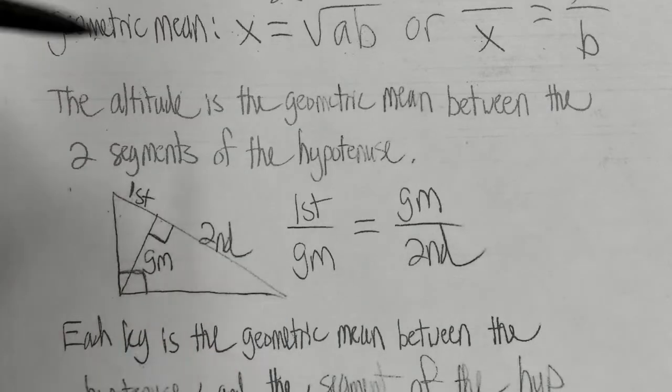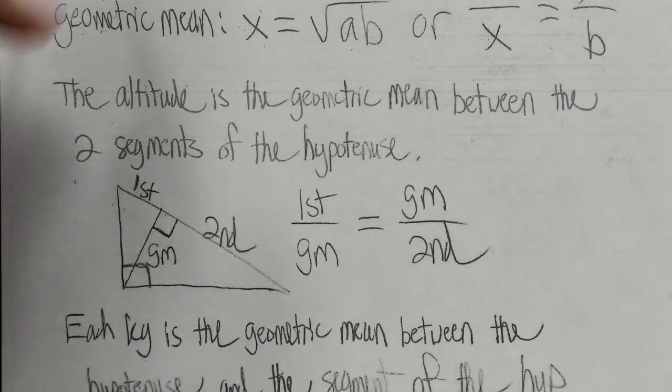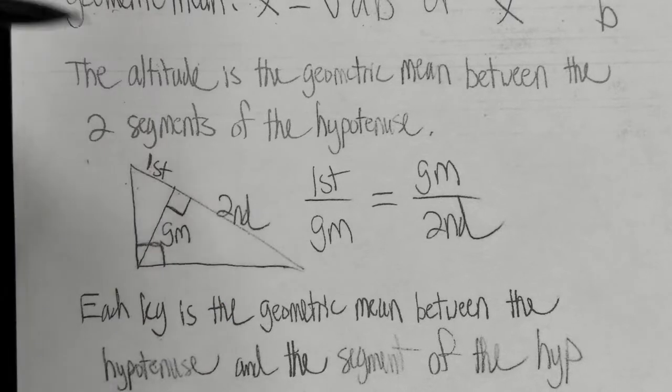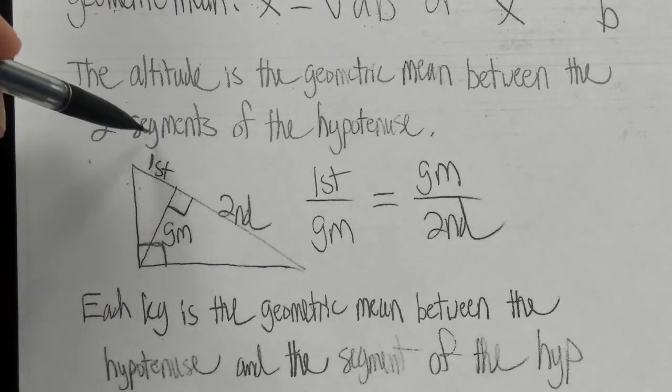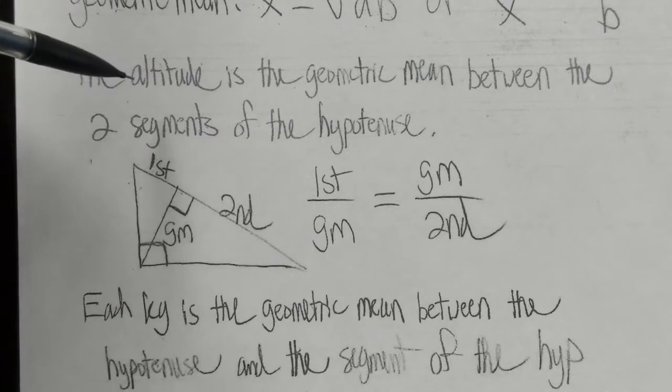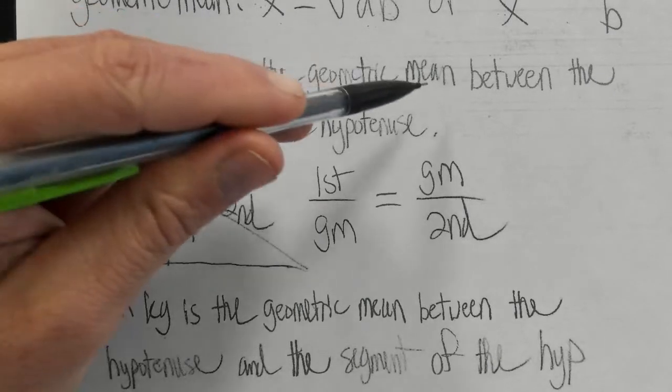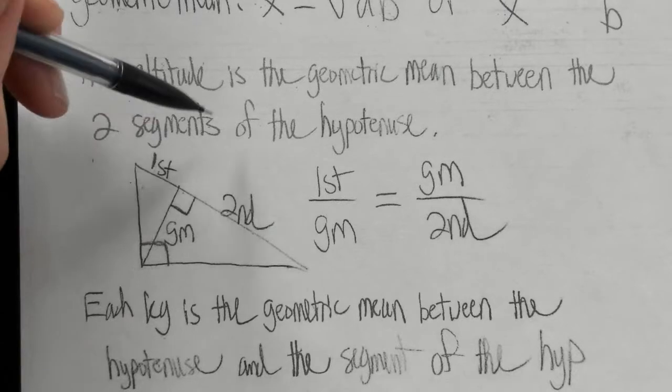Okay, now, there are two theorems that we're going to be looking at. And the first one says the altitude is the geometric mean between the two segments of the hypotenuse. So the altitude is the geometric mean between the two segments of the hypotenuse.